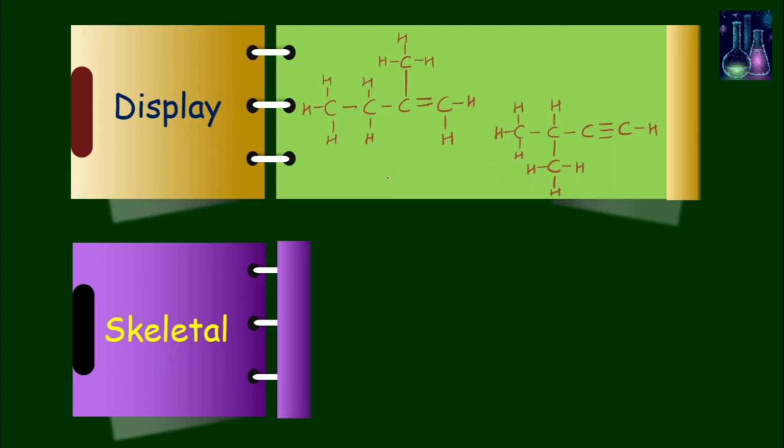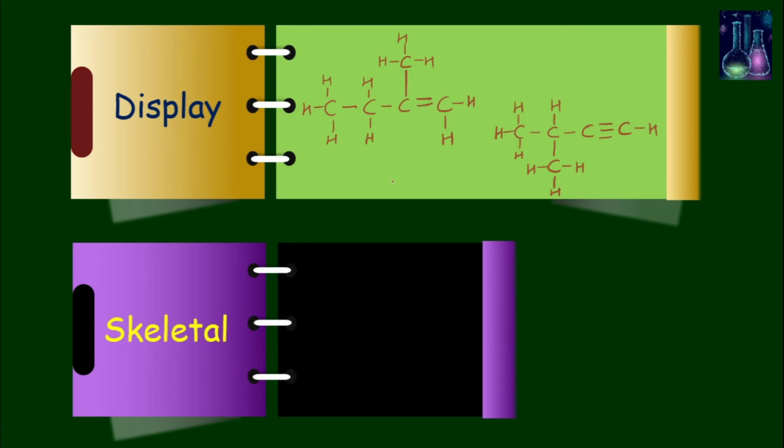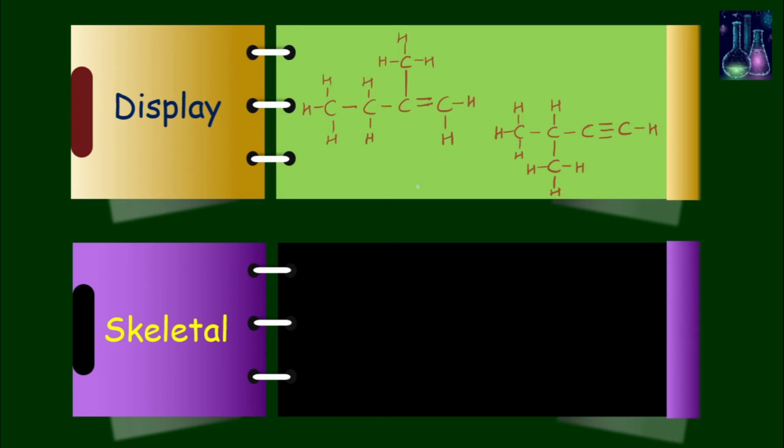Next is your skeletal formula. So in the skeletal formula, you will draw 4 carbons, 1, 2, 3, and this becomes your 4th carbon. It's a carbon-carbon double bond, and the second carbon has a substituent CH3.